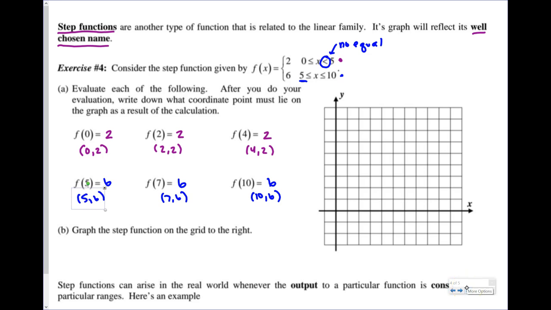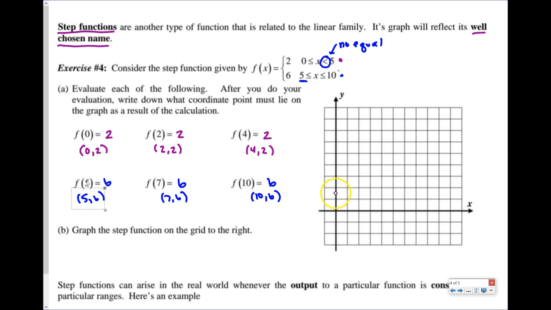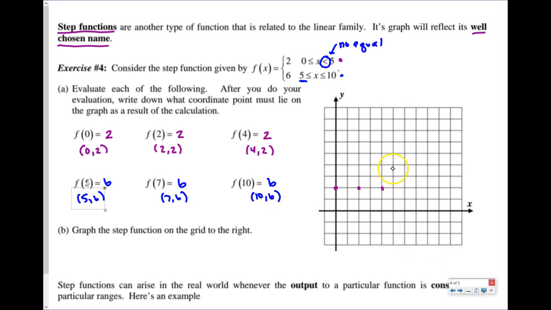Okay, now that I've got all 6 of these points, I'm going to graph my function onto this grid. I'm going to graph the purple points first, so (0, 2), (2, 2), and (4, 2). And then I'm going to graph (5, 6), (7, 6), and (10, 6).